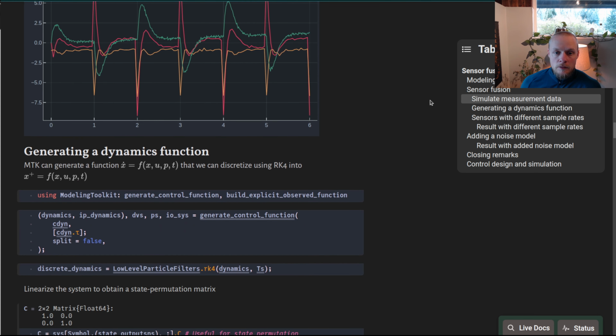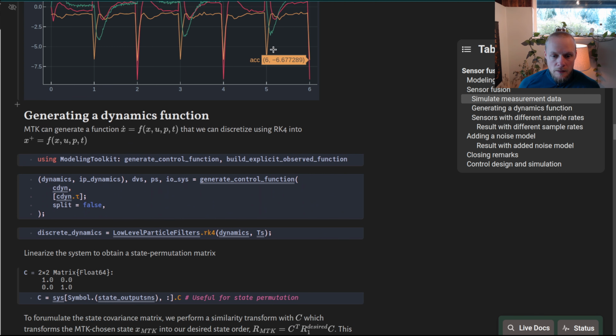All right, in order to construct the state estimator, we need to generate some kind of function that corresponds to the dynamical system. So here I say we want to generate a function f that computes the derivative of the state, given the state, input parameters and time. We can do that using ModelingToolkit and the function generate_control_function. It returns such a function for us. And here I specify what the input is, and here is my dynamical model.